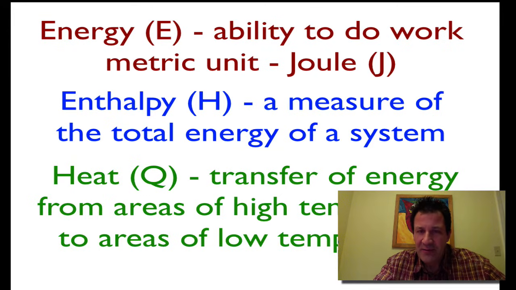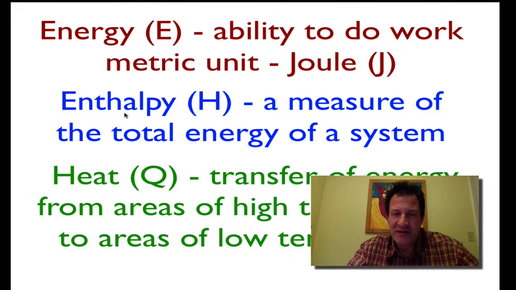It has the symbol capital E, and it's measured in the metric unit joule. Enthalpy and heat are also measured in the unit joule, named after James Prescott Joule, and has the symbol capital J. Enthalpy is a measure of the total energy that is within a system. Usually we don't actually measure the total energy, but we measure the change in energy, and the change in enthalpy would therefore be delta H. Enthalpy has the symbol capital H. The change in energy is delta H.